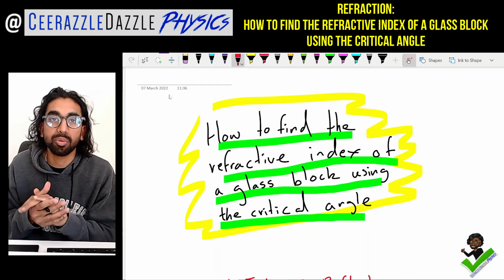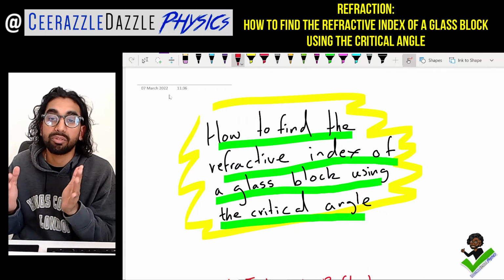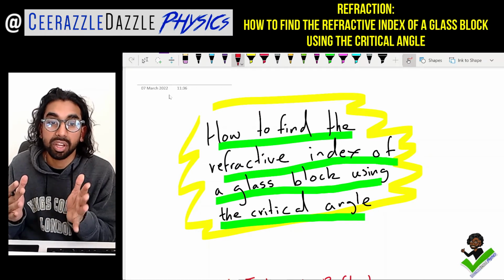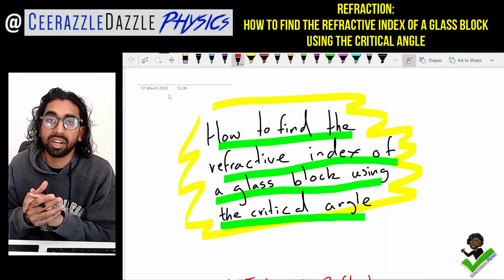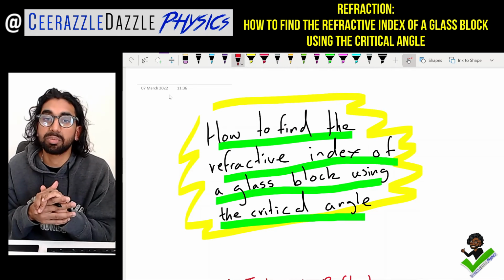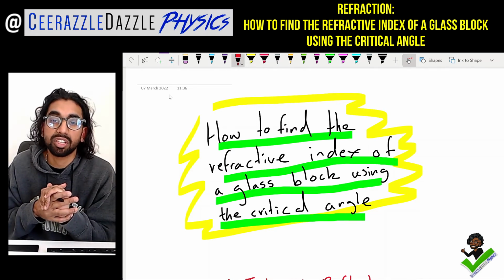In today's session, I'm going to be talking about how to find the refractive index of a glass block using the critical angle only, guys. So put down today's title: how to find the refractive index of a glass block using the critical angle.